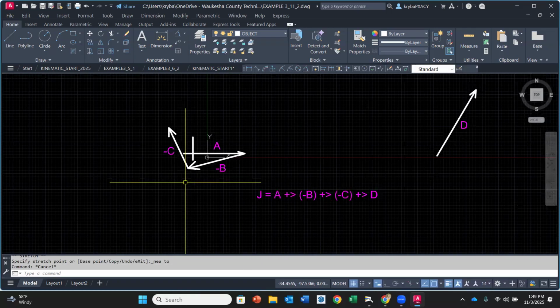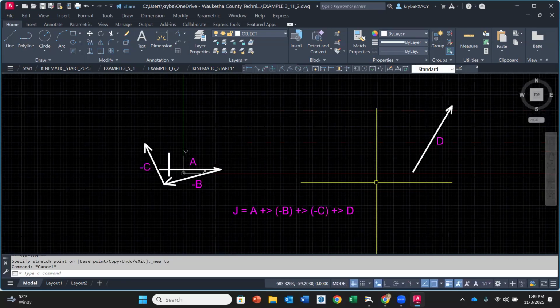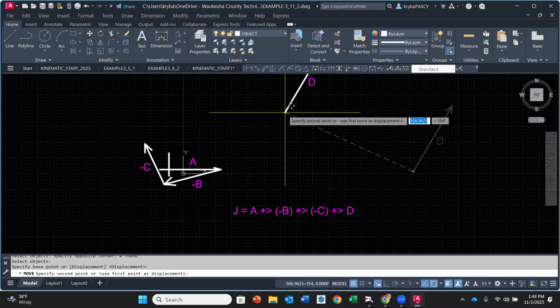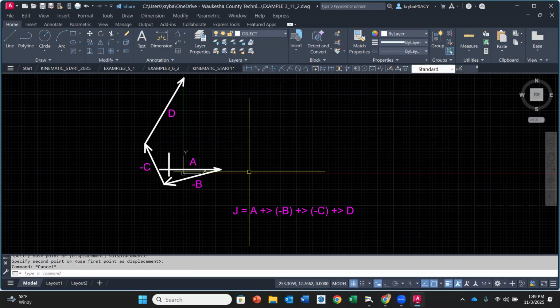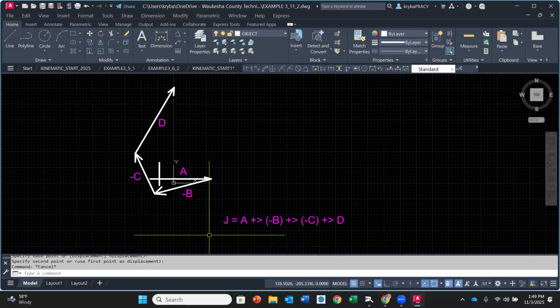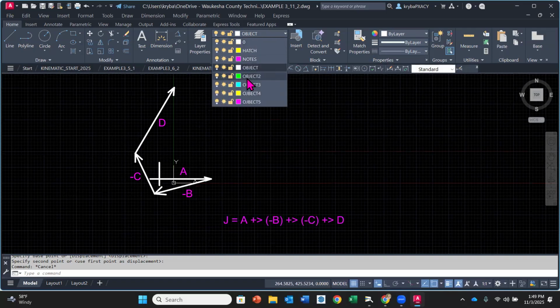There we go. And then I'm going to add D. So I'm going to move D, tail of D, to the tip of C. Okay, all I have left is to go to the opposite side of my equal sign.